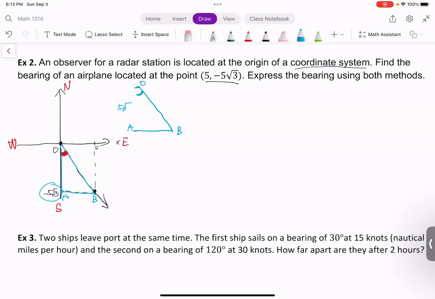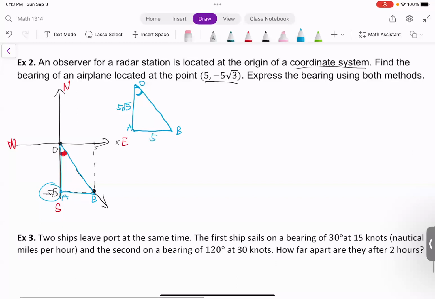Sorry, I made a mistake. This is 3. How about AB? The distance from A to B is 5. Now, can you find the angle O? Yes, we can, because the opposite of O and adjacent of O are given.